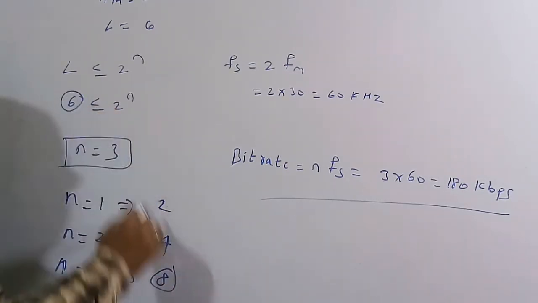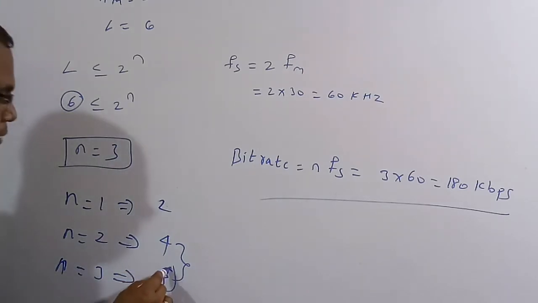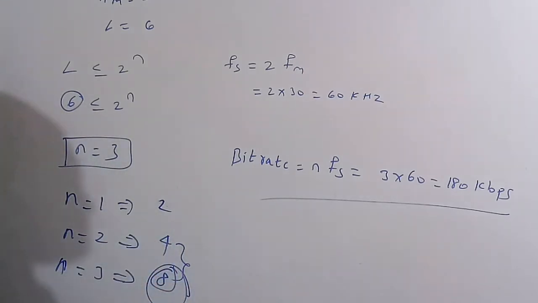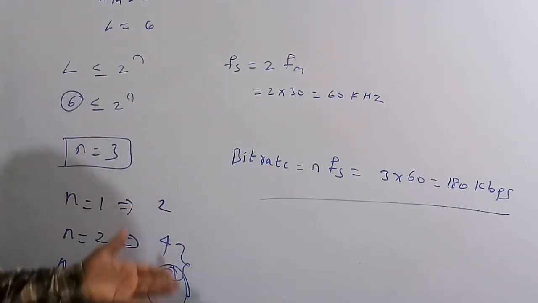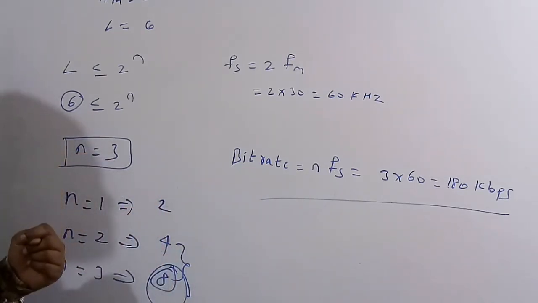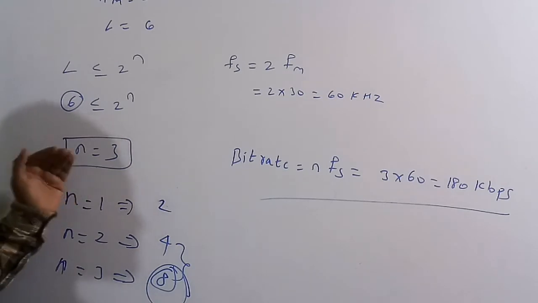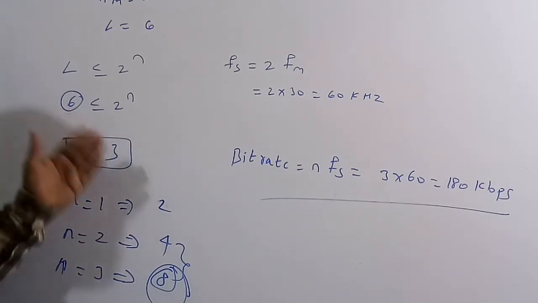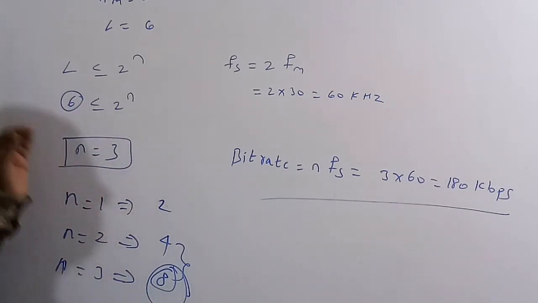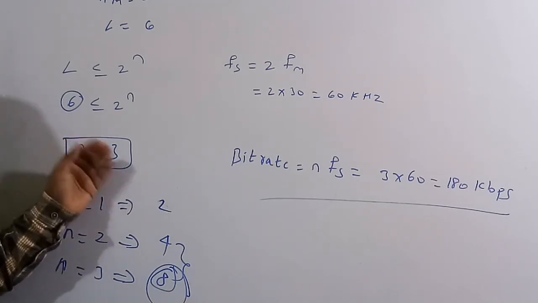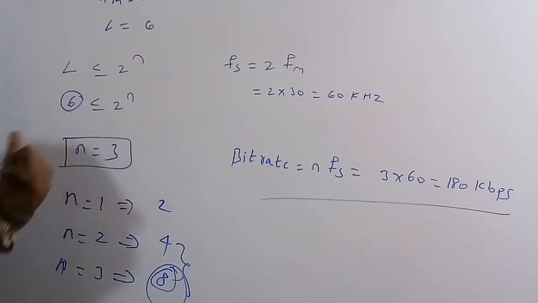So 6 is going to lie between 4 and 8. So therefore minimum 3 bits are required. Minimum 3 bits are required in order to get 8 levels, means 6 levels is also possible here. So therefore here n is equal to 3 bits. The minimum number of bits possible is 3. We can use more than 3 also, but if the minimum number of bits required is 3, then only we can get the 6 levels in this case.